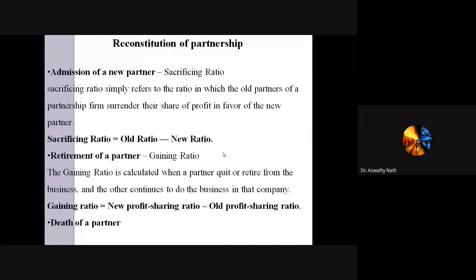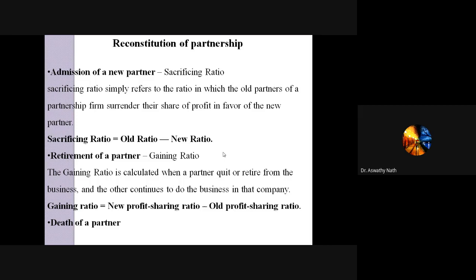So whenever a reconstitution takes place in the partnership firm, two things will be changed: the profit sharing ratio and the treatment of goodwill. So two things we have to take care of. At the time of the admission of a new partner, we prepare the sacrificing ratio.